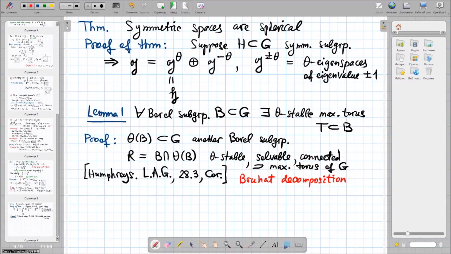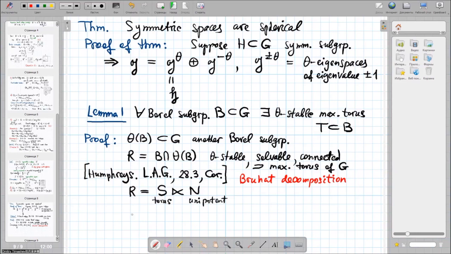Since R is a connected solvable algebraic group, it can be decomposed as a semi-direct product of a torus, say S, and the normal unipotent subgroup, say N. So S is a torus, and N is unipotent. Now, this torus S is a maximal torus in R, and so it is a maximal torus in G, but it is not necessarily fixed by theta.